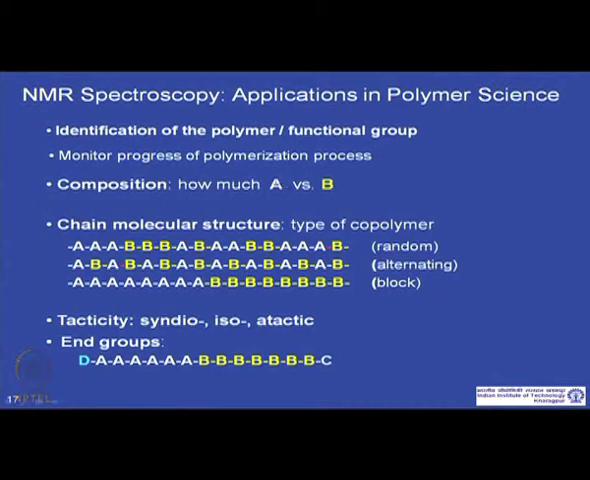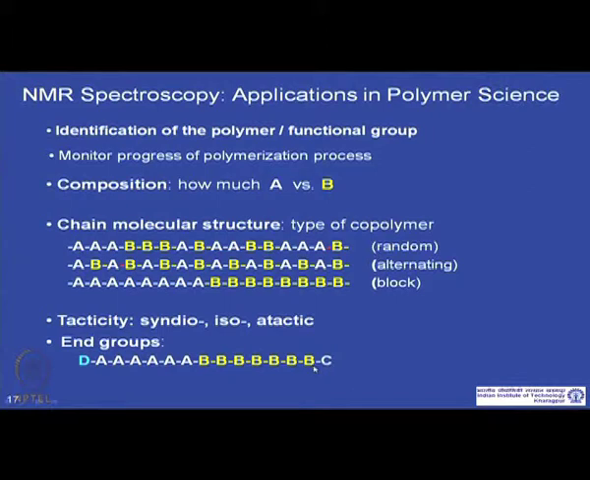Composition: if you are talking about, say, a copolymer of A and B, we will be able to find out using NMR how much A and how much B is in the final polymer. What is the type of chain structure, whether it is random, alternating, or a block copolymer, we will also be able to find out using NMR spectra. For a polymer, we can get an idea about the tacticity, and also if we apply some chemical reaction, we can find out the end group and get information about the end group present in the polymer.